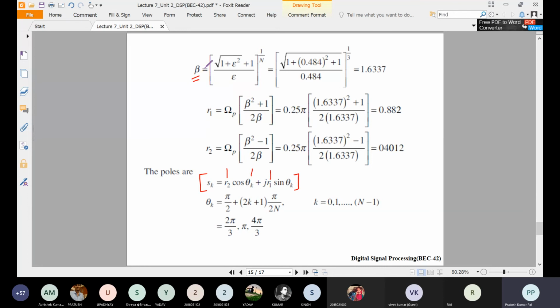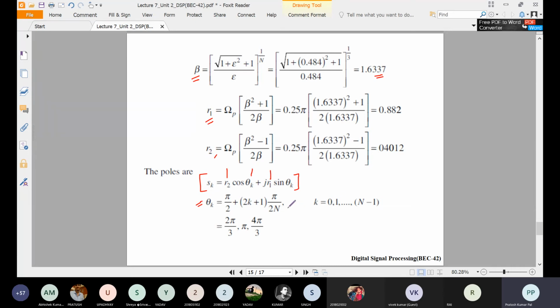We will find beta by using the formula we discussed in the previous lecture, the same as in the previous PPT. The same formula will be used. Once we know the n value and the epsilon value, we can get the value of beta. Once we know beta, from there we can get the values of R1 and R2. These will be constant values, and the theta value will vary with respect to the n value. So n is 3 here.